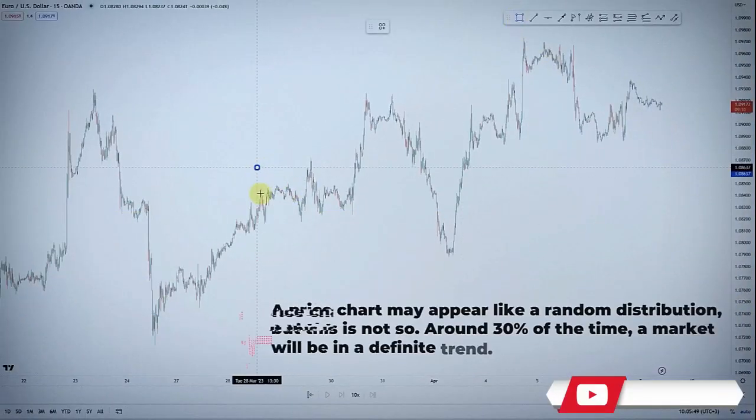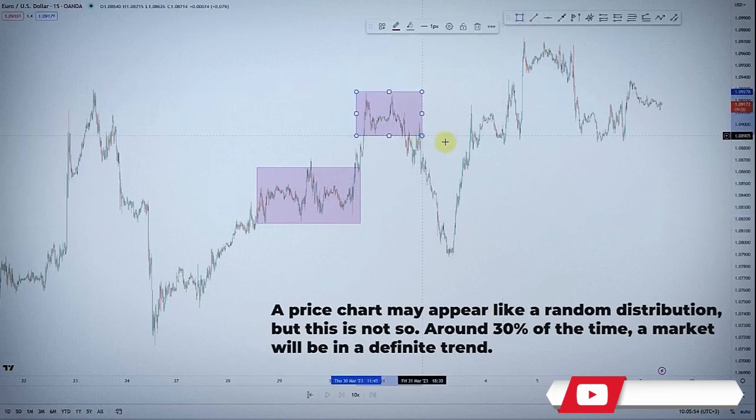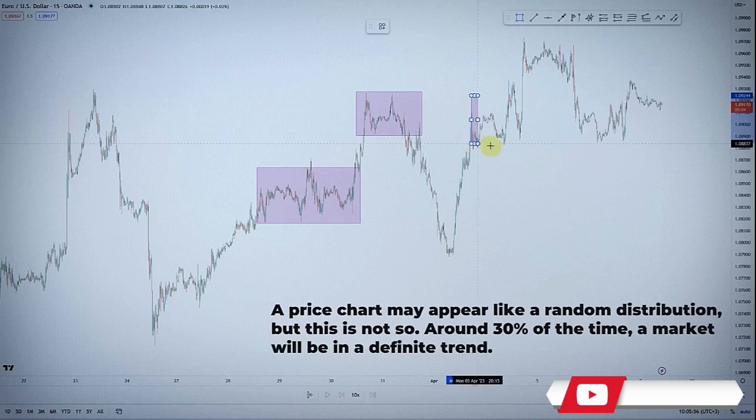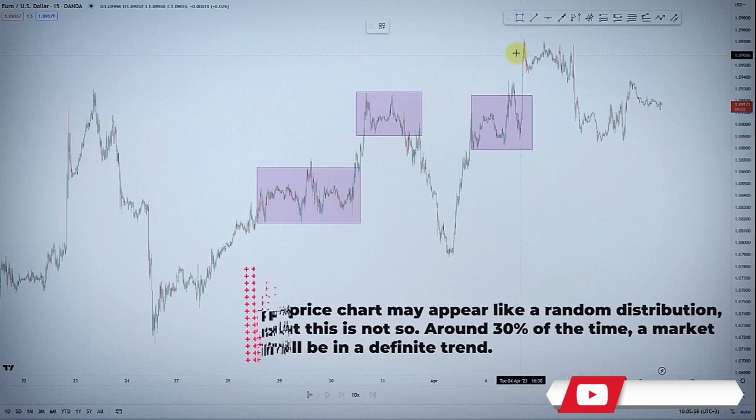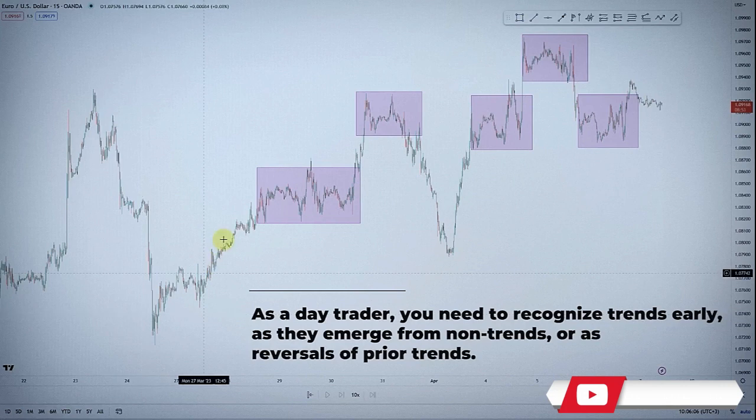The price chart of any market may appear like a random distribution, but this is not so. Recent studies show that around 30% of the time, a market will be in a definite trend. The rest of the time, price will trade more or less in a sideways range. Your job is to recognize trends early, as they emerge from non-trends or as reversals of prior trends.